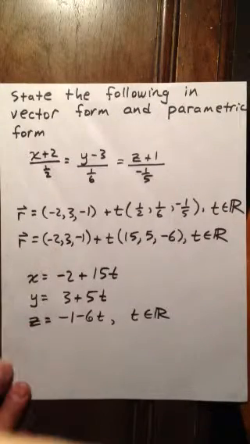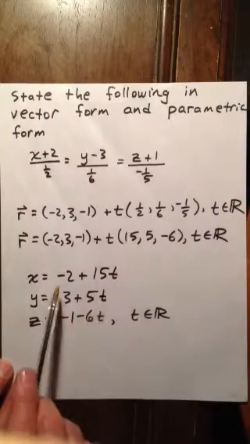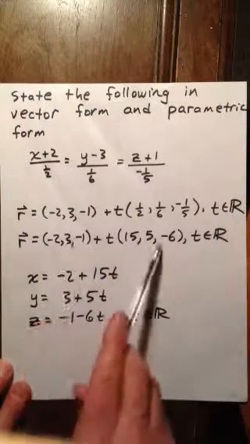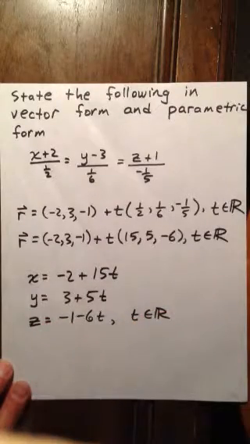And so our parametric equations can be given as x = -2 + 15t, y = 3 + 5t, and z = -1 - 6t, where t is an element of the reals.